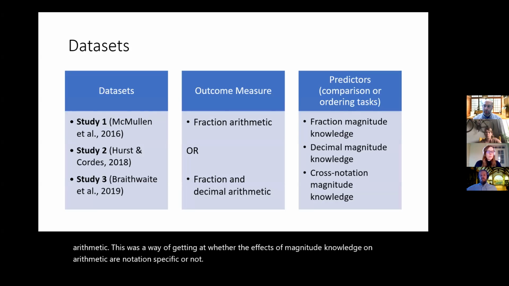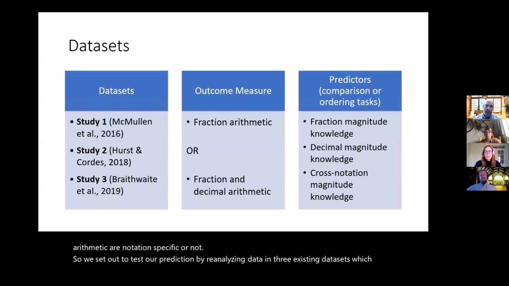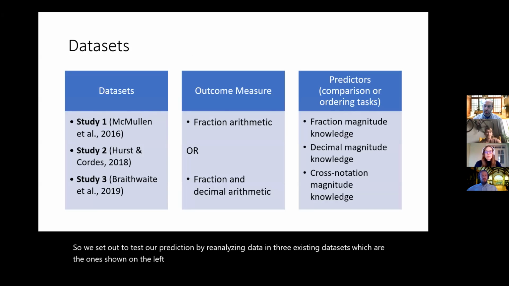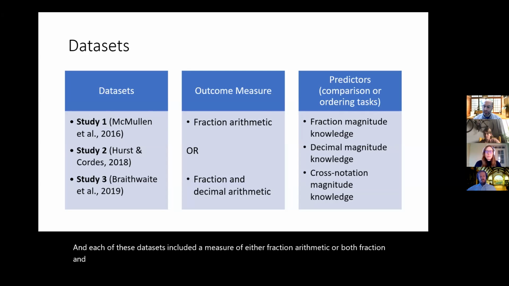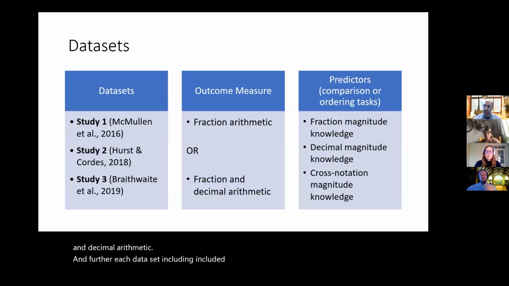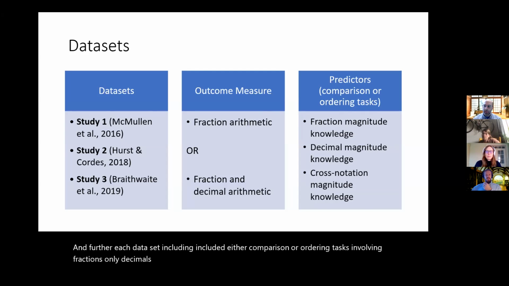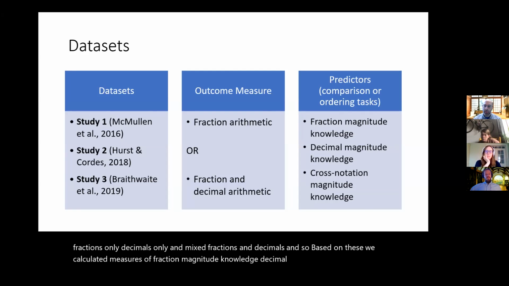So we set out to test our prediction by reanalyzing data in 3 existing data sets, which are the ones shown on the left here. And each of these data sets included a measure of either fraction arithmetic or both fraction and decimal arithmetic. And further, each data set included either comparison or ordering tasks involving fractions only, decimals only, and mixed fractions and decimals. And so based on these, we calculated measures of fraction magnitude knowledge, decimal magnitude knowledge, and cross-notation magnitude knowledge, which served as the predictors in our analysis.